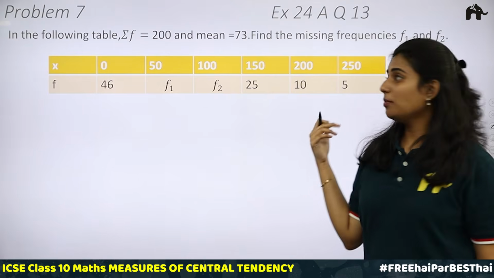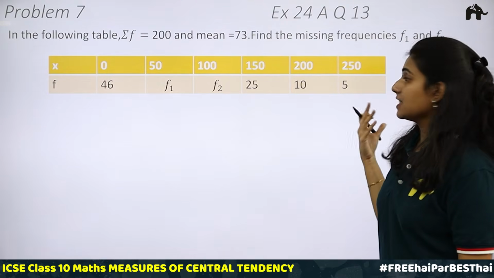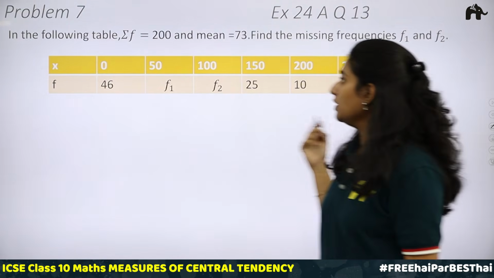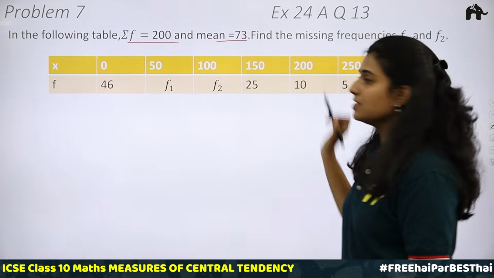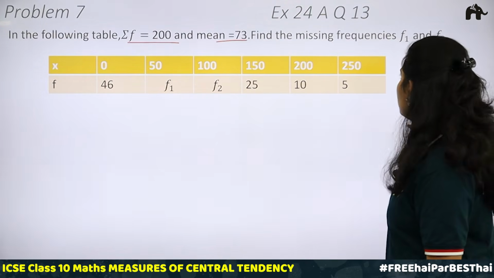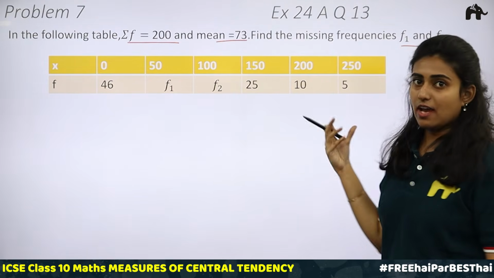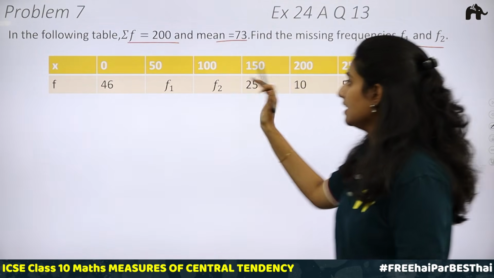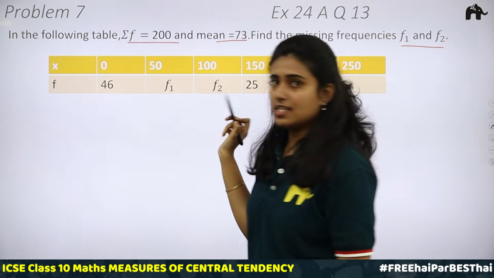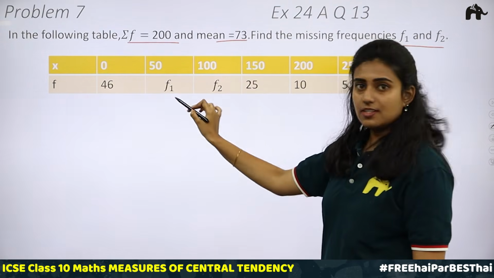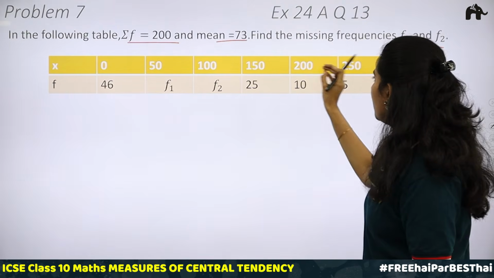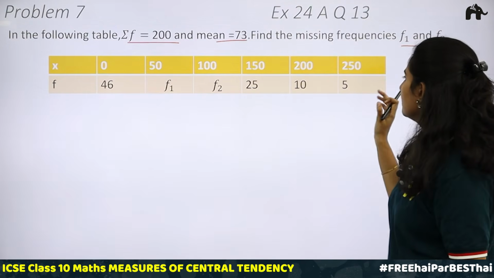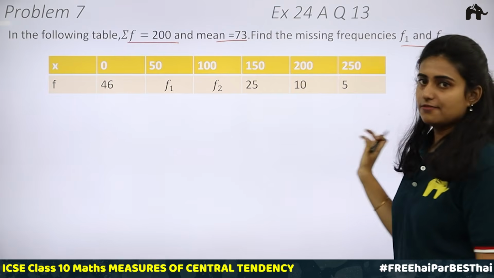Okay. Next, problem number 7, question 13 of exercise 24A. In the following table, summation of f is equal to 200 and mean is equal to 73. Find the missing frequencies f1 and f2. We have to find the missing frequencies. X and f are given. For 0, it is 46. 50, we have f1, which is a variable. 100, f2, again a variable. 150, 25, 210 and 255.